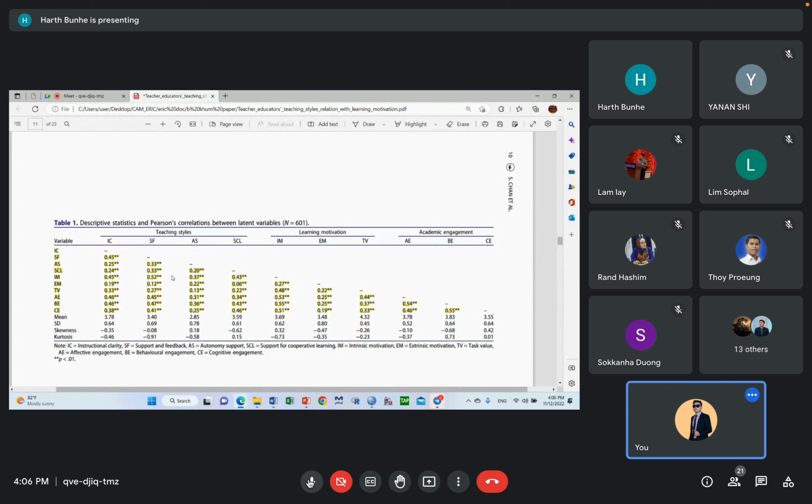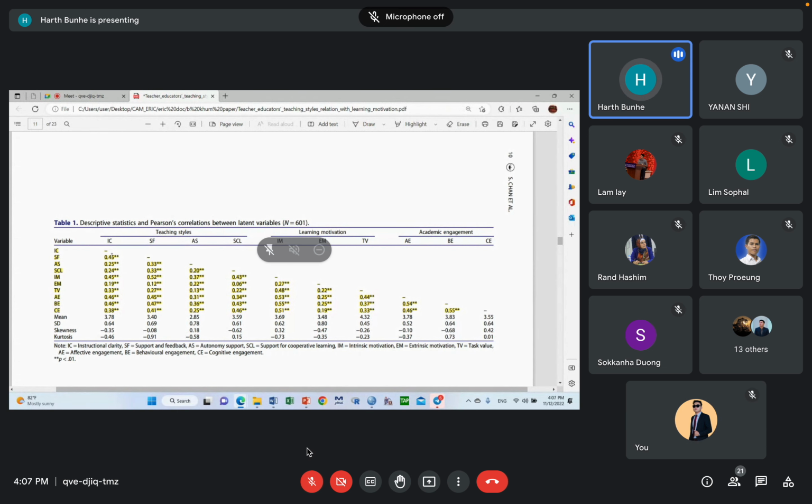Okay. Yes. Within the diagonal numbers here, under the diagonal, you can see the numbers. This is the relationship between the ten variables that we analyzed already.